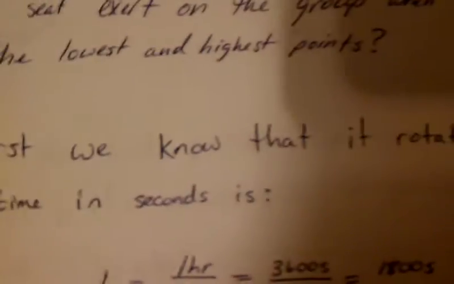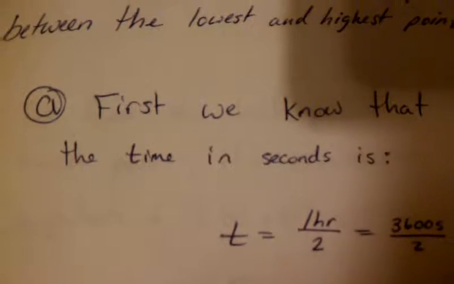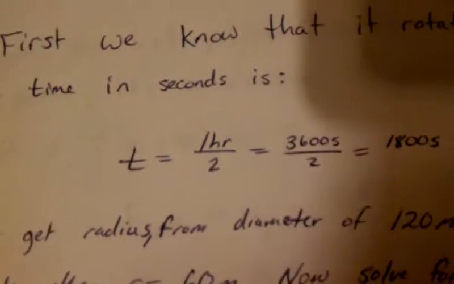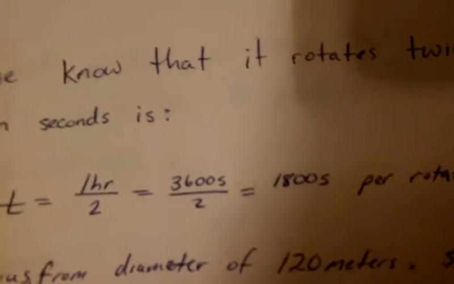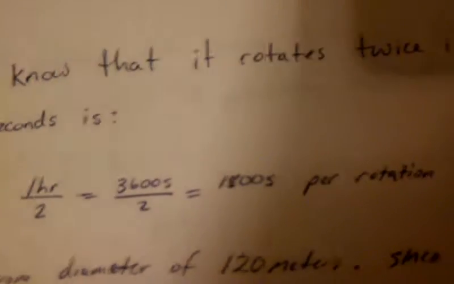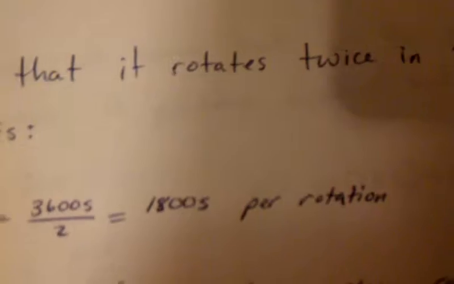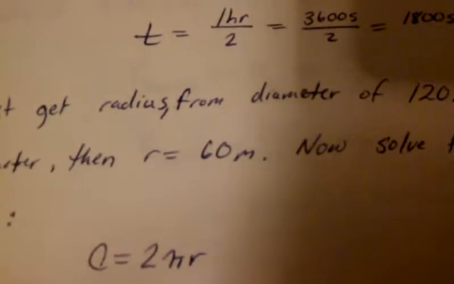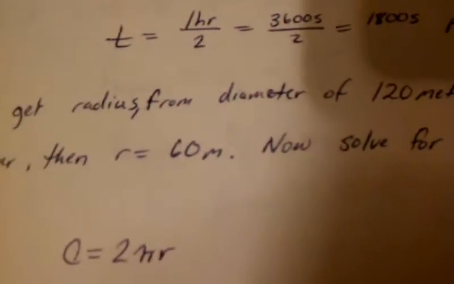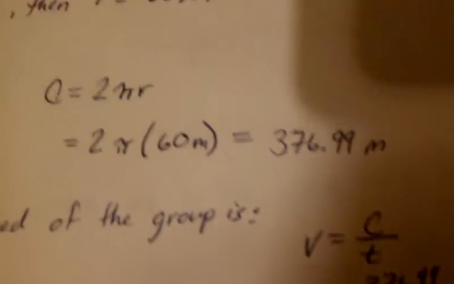So first we know that the eye rotates twice in 1 hour, and we have to convert that to seconds. So T equals 1 hour over 2, and of course 3,600 seconds are in an hour, divided by 2 equals 1,800 seconds per rotation of the eye. And next, we have to get the radius, and so we know that the diameter is 120 meters, and divided by 2, of course, that's 60 meters for the radius.